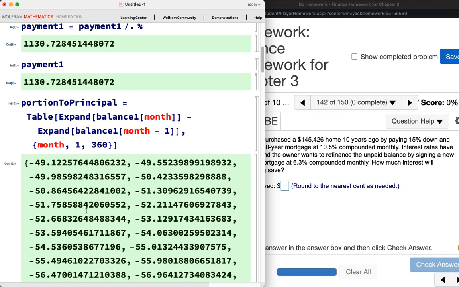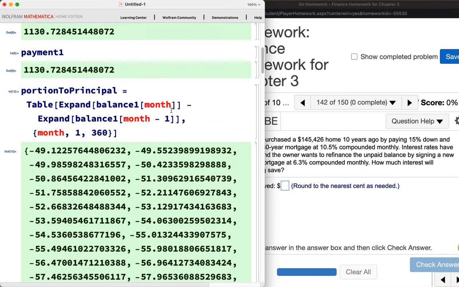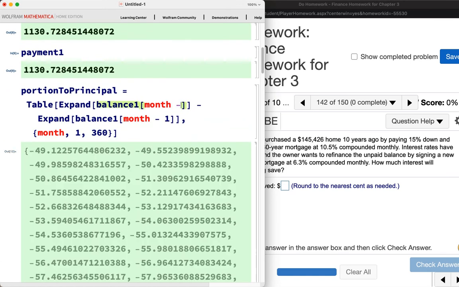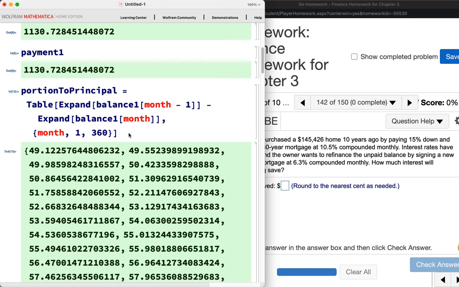However, I have negative numbers here, which I don't want. So actually, this should be reversed. Month minus 1, and then month. Okay, so then we'll get rid of the negative numbers. So let's try that one more time. Shift Enter. Okay, that looks very nice. So that's going to be the portion to principal.